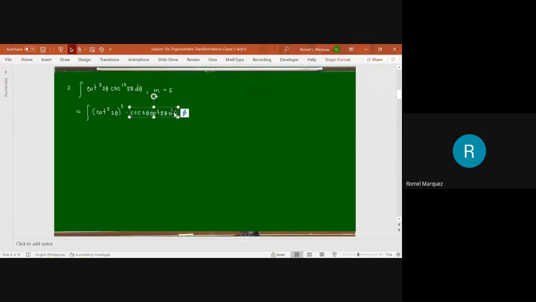Okay? So let's move this to give space for that remaining. So we have cosecant, what? To the 11 of 2 theta. I think space is not enough.